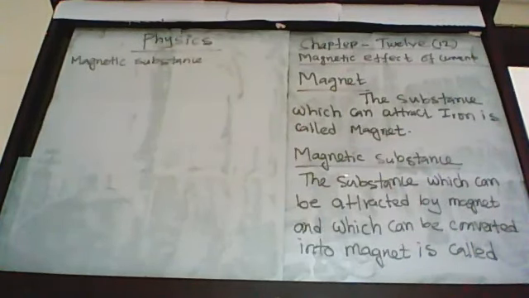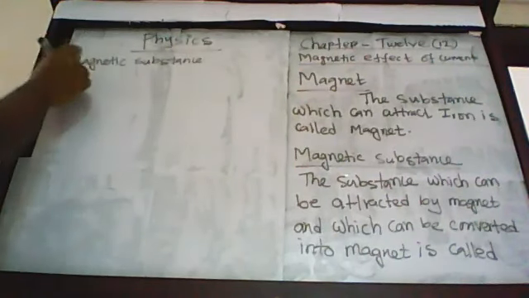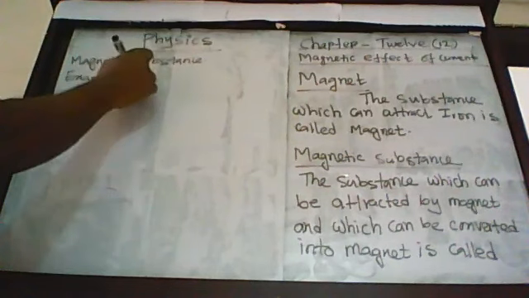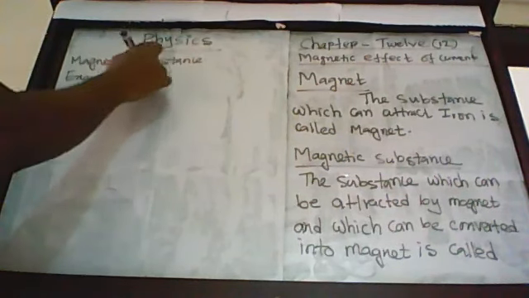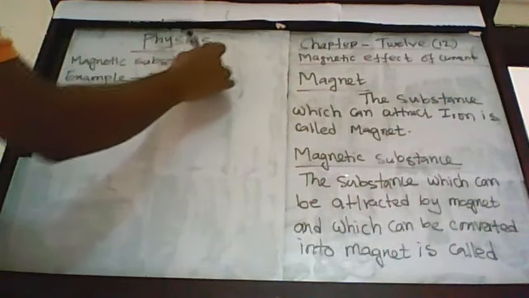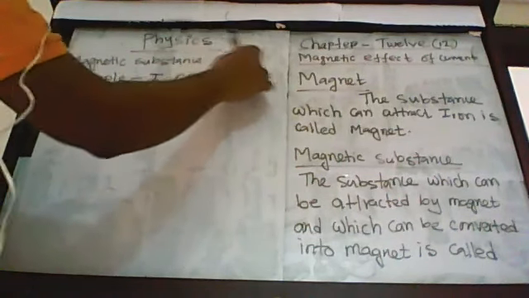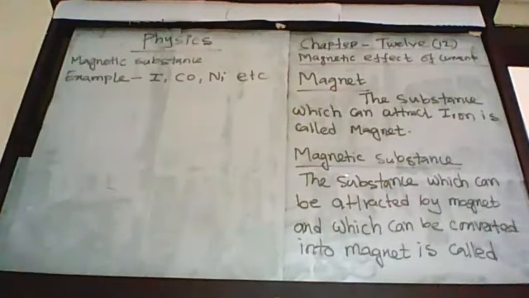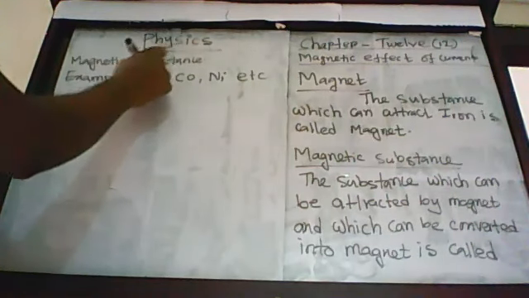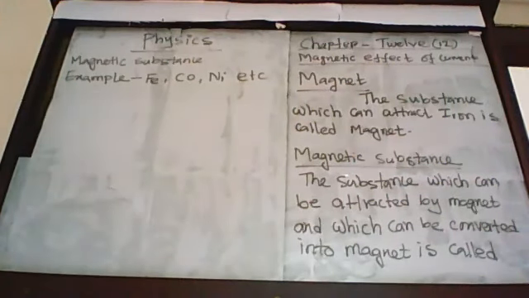For example, iron, cobalt, nickel, etc. This substance can be converted into magnet and can be attracted by magnet. That's why those are called magnetic substance.